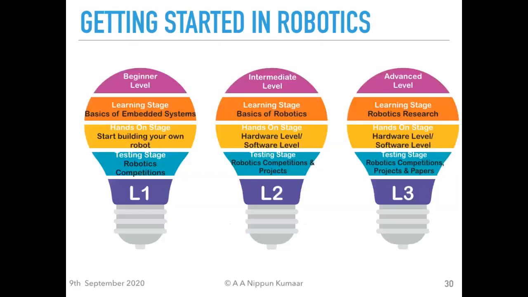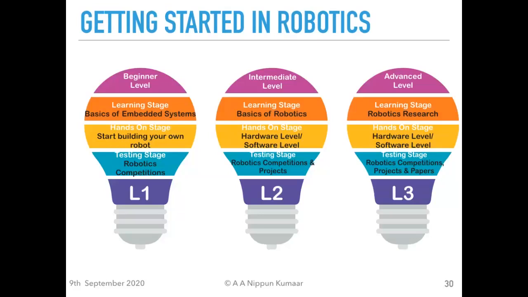So coming to the actual topic of the session, getting started in robotics. When I was thinking about this topic, how do I start and how do I explain to you how to get into this, I thought it's better to categorize it and go stage by stage. Then it will make a lot more sense to people who are listening, or people who are actually trying to get into this field. So I've categorized three different levels: beginner level, intermediate level, and advanced level. These are the three different levels. Obviously all of you would come under one of these categories, L1, L2, L3. Under every level, I have three different stages.